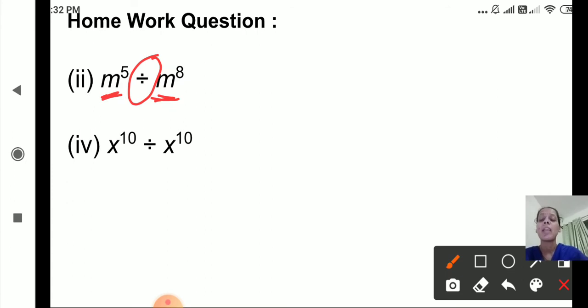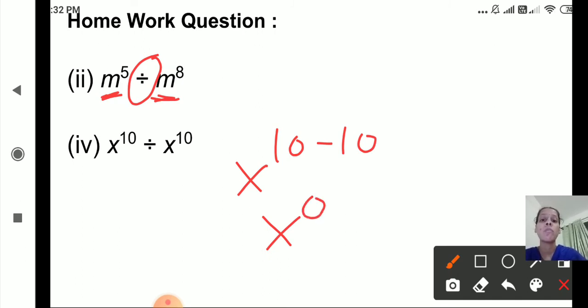Here also same, x raised to 10 divided by x raised to 10. So what will come? X raised to 10 minus 10. Now 10 minus 10 is what? 0. So is this the final answer? No, x raised to 0 means what? I gave one formula, that a raised to 0 is equal to 1, correct? So what will come here? X raised to 0 is equal to 1. Okay, so in this way you will solve this fourth sum.